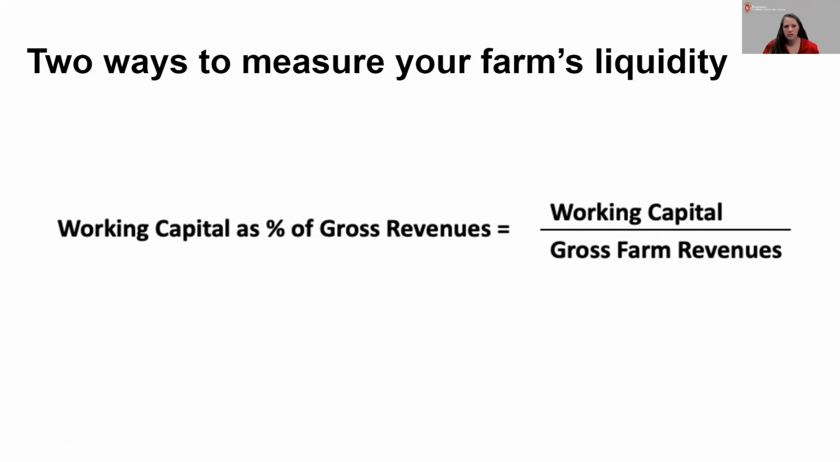The second liquidity measure is working capital as a percentage of your farm's gross revenues. This calculation is the farm's working capital, which is calculated as current assets minus current liabilities, divided by your gross farm revenues. Working capital is a measure of the amount of funds available to purchase inputs and inventory items after the sale of current farm assets and payment of all current farm liabilities. It tells you the operating capital available in the short term from within your farm business. Working capital to gross revenues ratio measures your farm business's working capital relative to the size of your farm business.